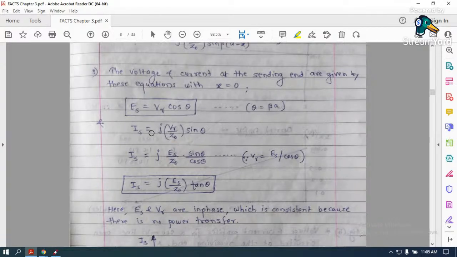look at this equation of Is, which is equal to j Vr upon Z0 sin theta. What is Vr? What is Vr from this equation? Es upon cos theta. Just put it here, Es upon cos theta. This is what Vr is. The rest is just sin theta and Z0. Okay? Es upon Z0, sin theta upon cos theta, obviously tan theta. आताच तुम्ही काय बोललात?